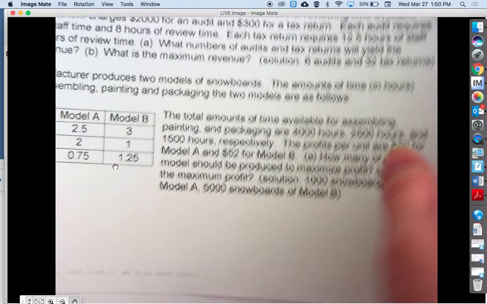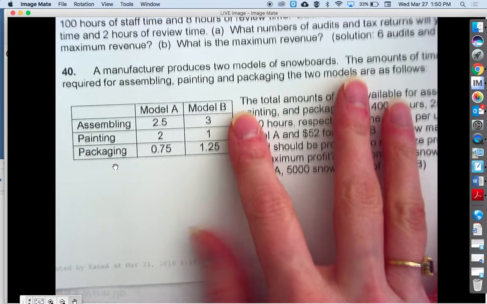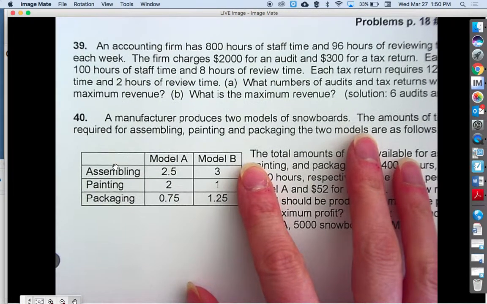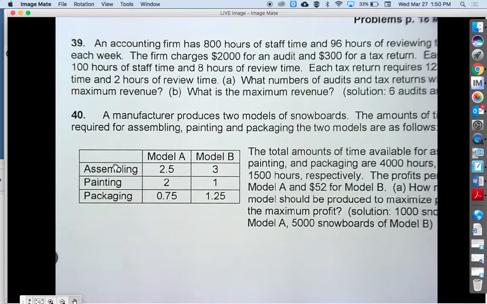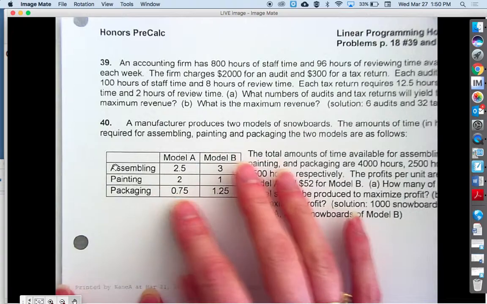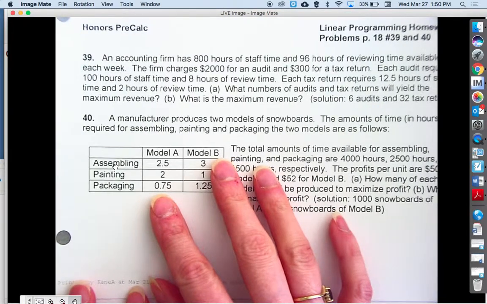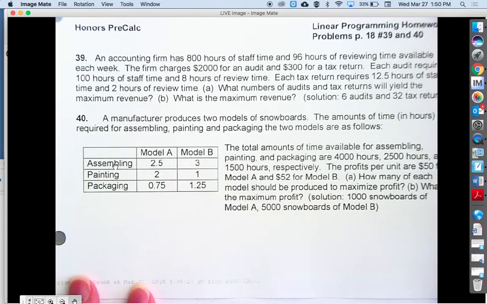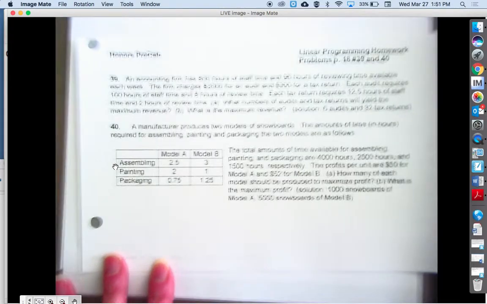So this is number 39 and 40 from the homework. These are the two big problems. The other ones you have to graph, not all of them, but some of them you'll have to graph, but you don't have to go through the whole application process of creating your own equations.